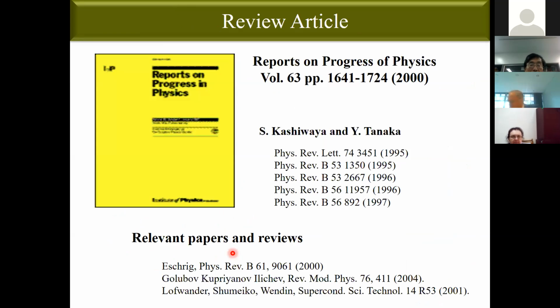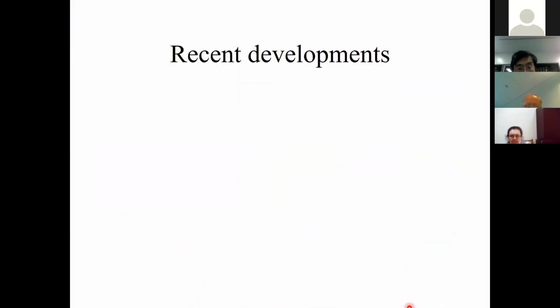Then I'd like to mention some review articles. We published a review more than 20 years ago, reports on progress in physics, with Kashiwaya-san, and there are relevant papers and review articles. There is a nice review by Professor Eschrig and also Professor Golubov. It is a quite nice review of Josephson junctions, and there is also one by Professor Lofwander, Shumeiko, and Wendin, similar to our reviews. Okay, so finally I mention recent developments on this topic.